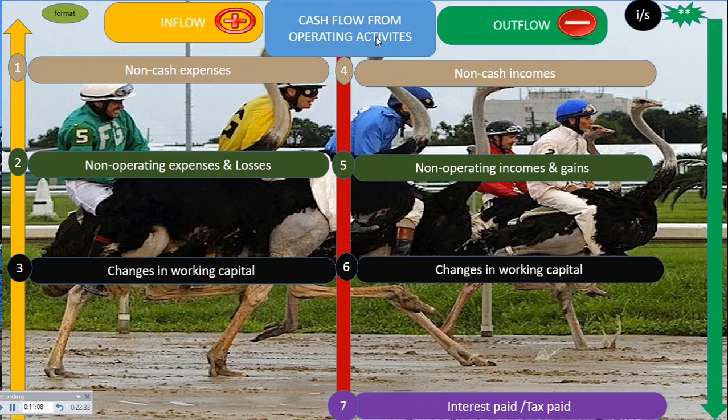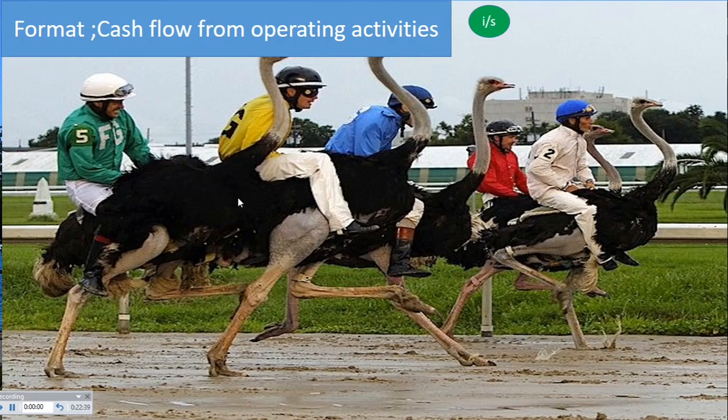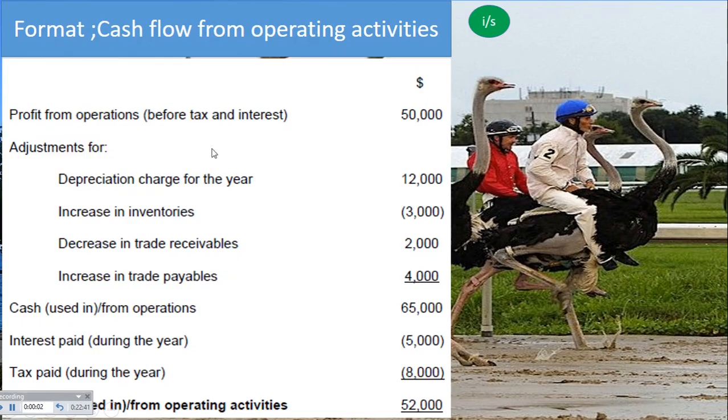So when you are making cash flow from operations, we need to focus on these headings. Now let's have a look at the full-fledged format. This is how we will be making it. We started from profit from operations, assuming 50,000. Depreciation, we are adding it back because it's a non-cash expense. Increase in inventories, that's an increase in working capital. The decrease in working capital was add, so an increase in working capital is less, 3,000. Decrease in trade receivables, a decrease in current assets, add, so 2,000. Increase in trade payables, an increase in current liabilities, also add, so add 4,000.